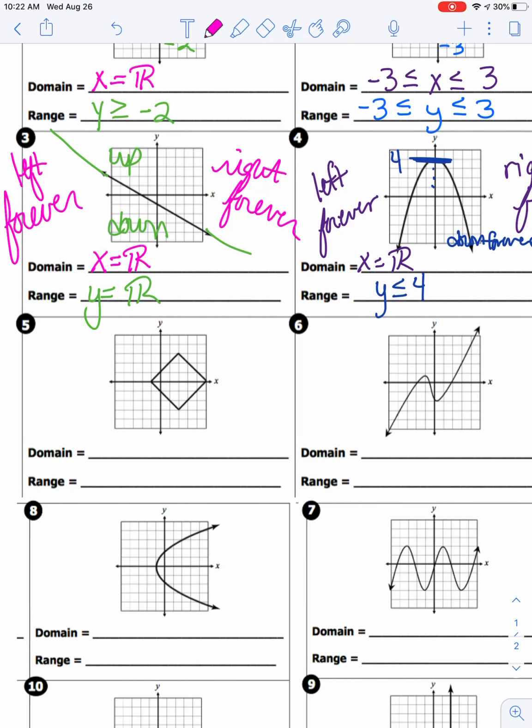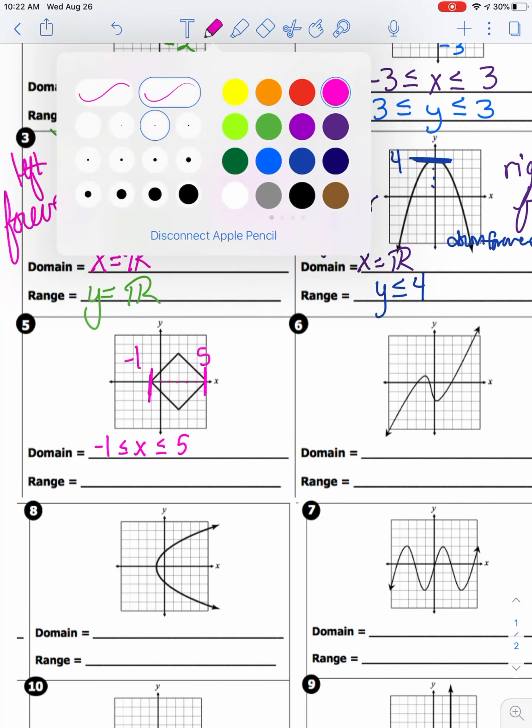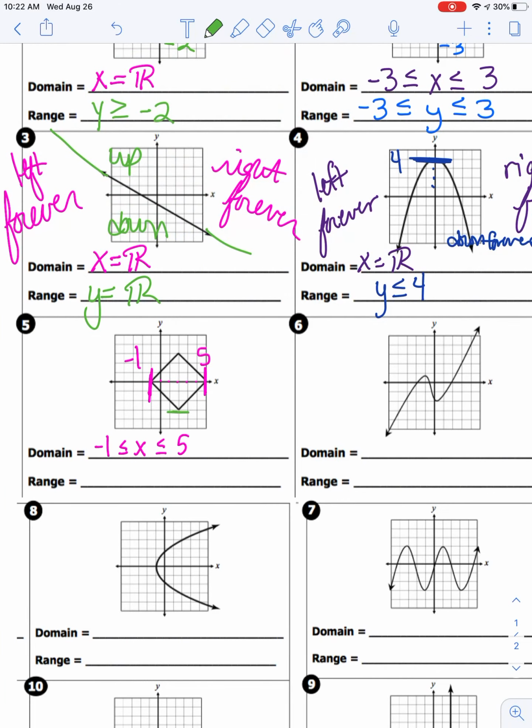Okay, so now we're going to do domain. Right here, it happens at -1. And right here it goes to 5. So it's limited in both ways. So I do -1 is less than or equal to x is less than or equal to 5. And what's neat is that the y is the same way. It's limited here.